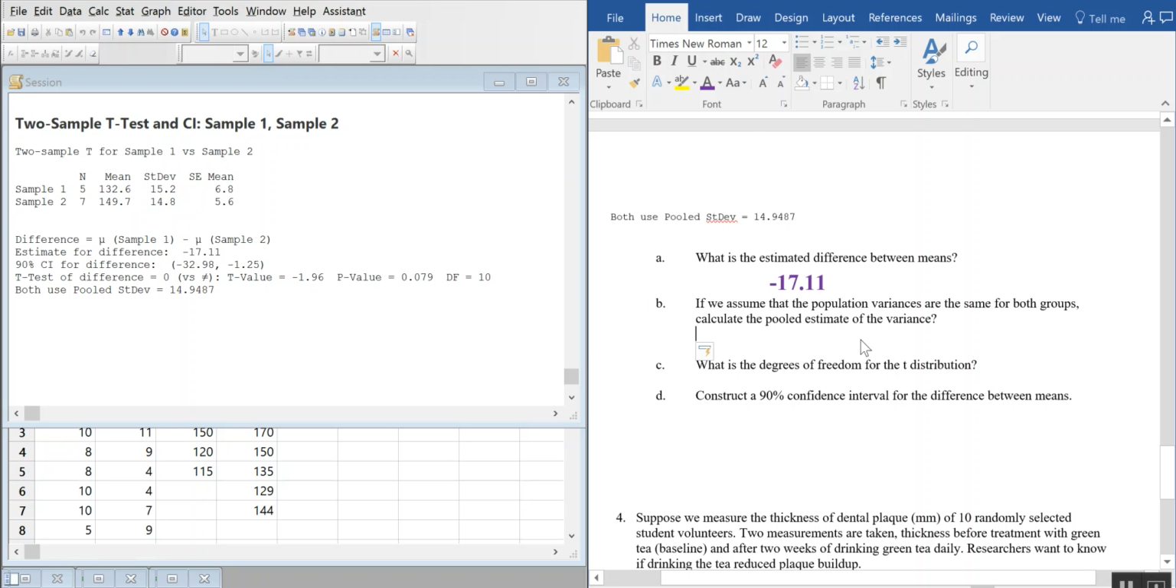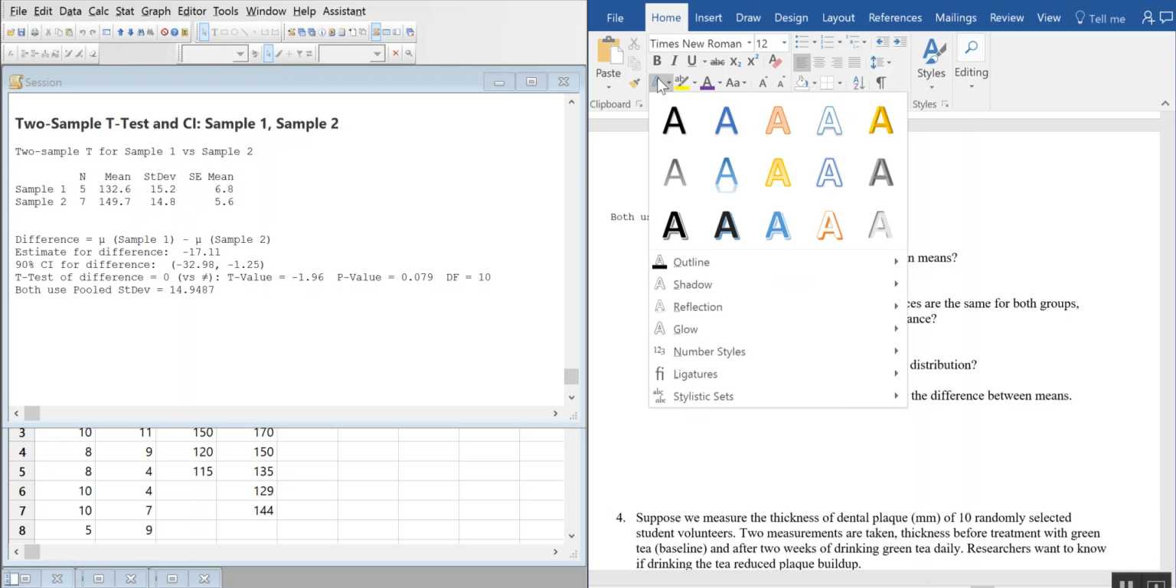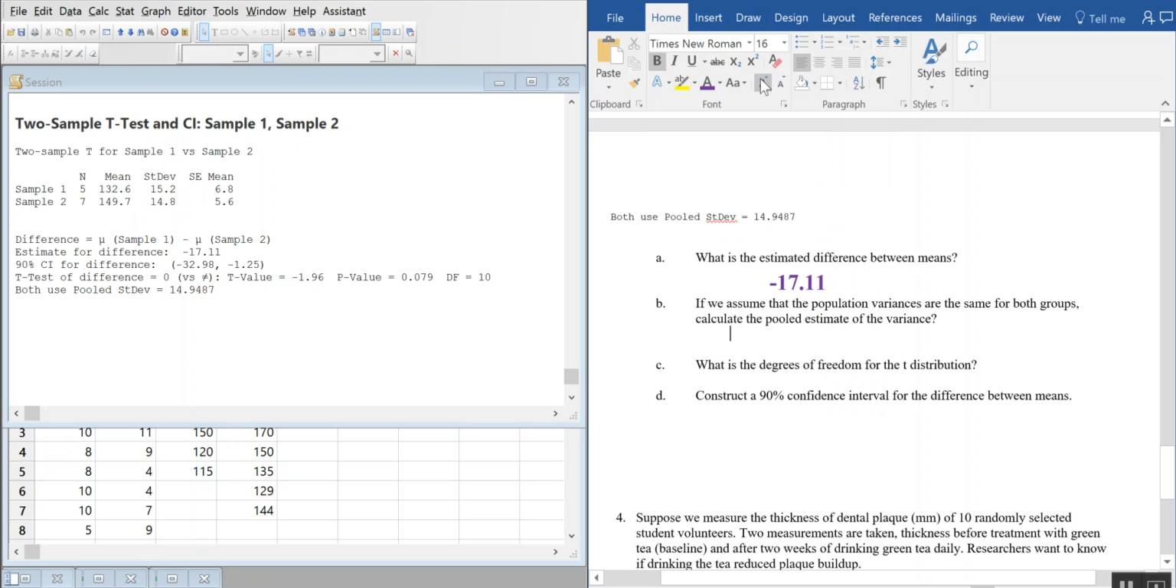Alrighty, and then you're asked, what is the pooled population variance for both groups? And they give you the standard deviation, so we're going to have to square this to get the variance. So we're going to take 14.9487 and square it, since they're asking me for the variance and not the standard deviation. The other typical version of this question is, what was the standard deviation?